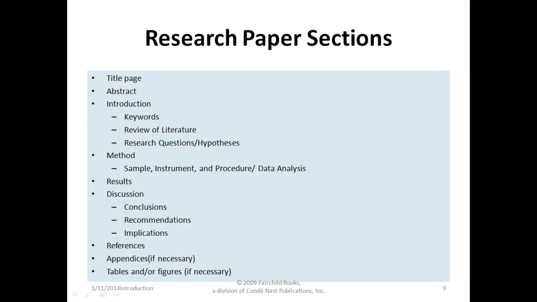And here are the different sections of your research paper. You'll have a title page, an abstract, and an introduction that'll include your review of literature and your research questions or hypothesis. You'll have a methods section that'll talk about your sample, your instrument, your procedure, and data analysis. You'll have a results section, and then a discussion section with conclusions, recommendations, and implications. At the very end, you'll have your references. Throughout your results, you will probably have some tables or figures, but you probably will not have any appendices or tables at the end.